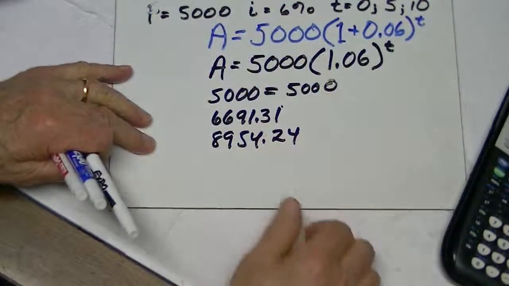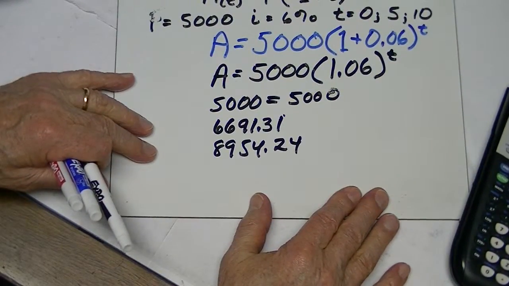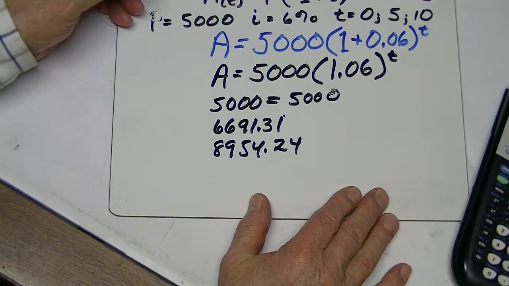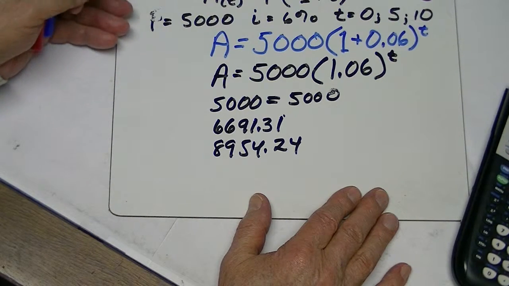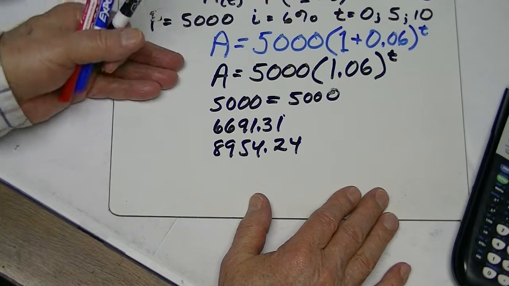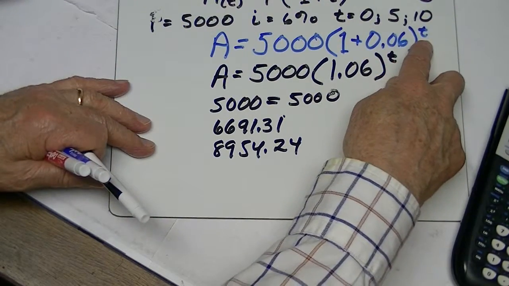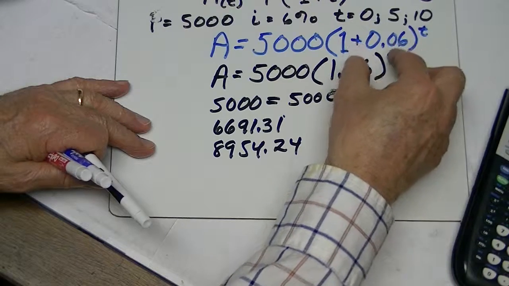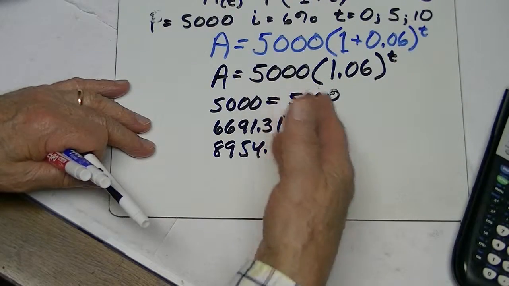So if you have a problem like this, this is basically the pattern for doing it. They'll give you the formula, and you have to substitute and then raise to your t value first, and then multiply it by your principal.